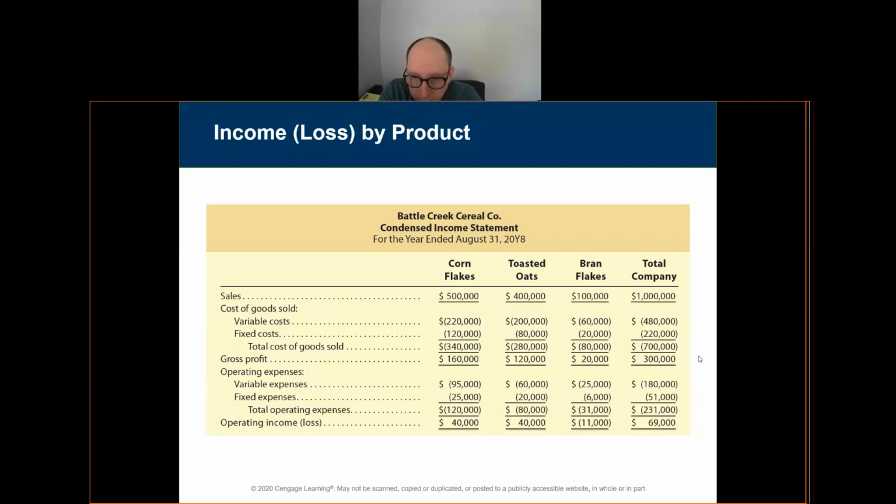Now, quickly looking at this data, if you were the manager of Post Cereal and you had to make a decision to discontinue one of these products, which one would you discontinue and why? Who wants to go? Don't all answer at once now. Which one of these 3 products would you discontinue and why? Go ahead, Andre. Bran Flakes.